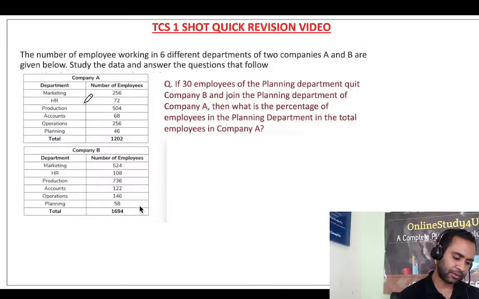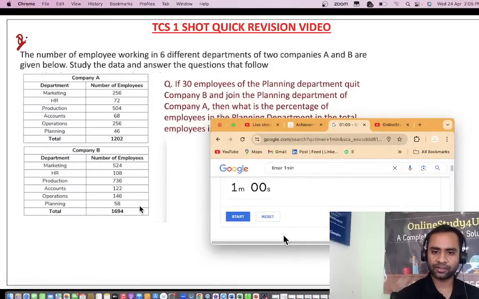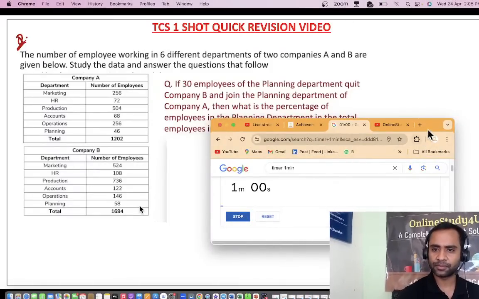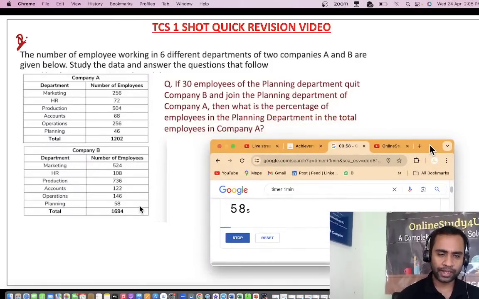Okay, fine. Now next question. So it's a data interpretation question. So let us start the timer here. So the number of employees working in 6 different departments of 2 companies A and B are given below. Study the data and answer the question that follows.